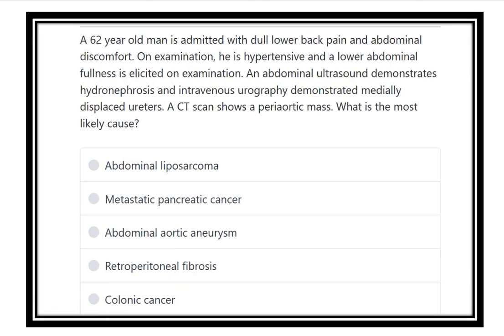A 62-year-old man is admitted with dull low back pain and abdominal discomfort. On examination, he is hypertensive and lower abdominal fullness is elicited. Abdominal ultrasound demonstrates hydronephrosis, intravenous urography demonstrates a medially displaced ureter, and CT scan shows the aortic mass. What is the likely cause?